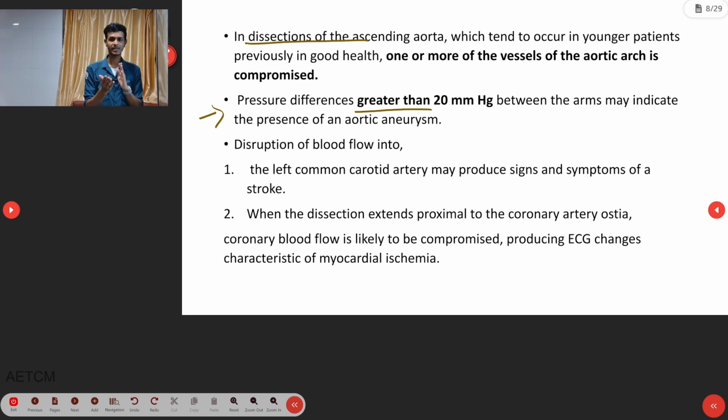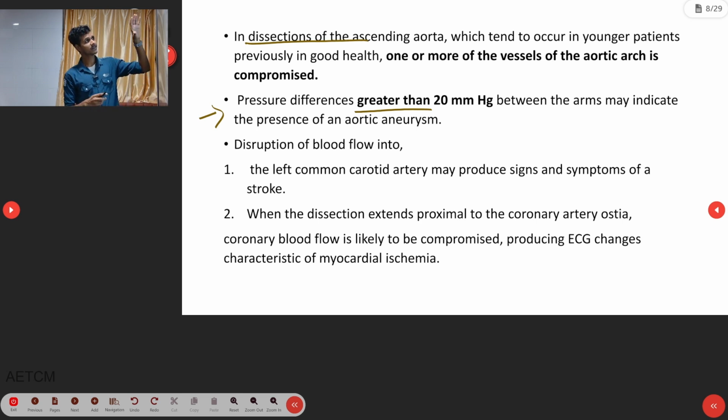So at the time of BP taking, we have to develop a habit of taking the blood pressure on both sides, left and right. If the person has aortic dissection, there will be a difference: interarm BP difference greater than 20 mmHg. So by clinical findings in the pre-hospital setting, we can assume the person has an aortic dissection. To finalize the diagnosis, we need procedures like angiography or other imaging techniques, but in the pre-hospital setting we won't get those. That is why these are the clinical signs we can use.